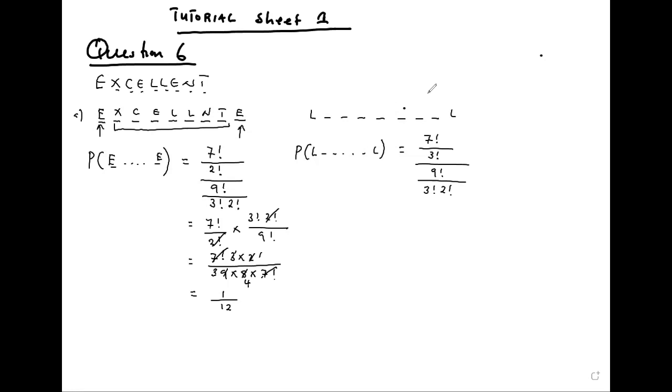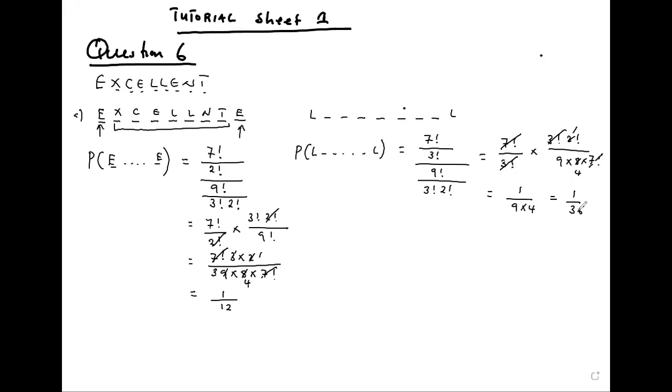Okay, so this one will give us 1 over 12. Then we also have another one here. You can do the same. So this is 7 factorial over 3 factorial multiplied by 3 factorial, 2 factorial over 9 by 8 by 7 factorial. So this 3 and this 3 will cancel, the 7 cancels, and 2 reduces 8 to 4. So we have 1 over 9 by 4, which is 1 over 36.